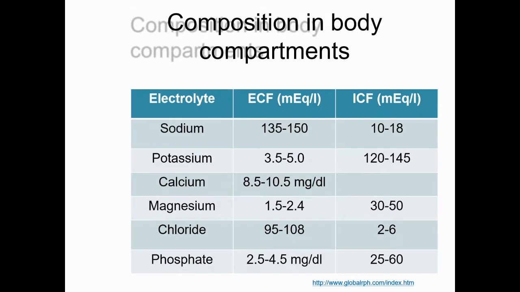Chloride will be about 95 to 108 in the case of ECF. What about in the case of ICF? That will be about 2 to 6 only. The phosphate level is about 2.5 to 4.5 milligrams per deciliter in the case of ECF, and 25 to 60 in the case of ICF.